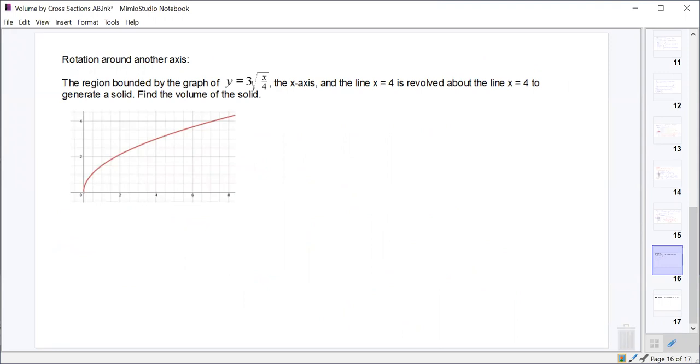All right, let's do another one. This one's even more fun and exciting and different. I'll let you take a second to read it, and then we'll think about what to do here.